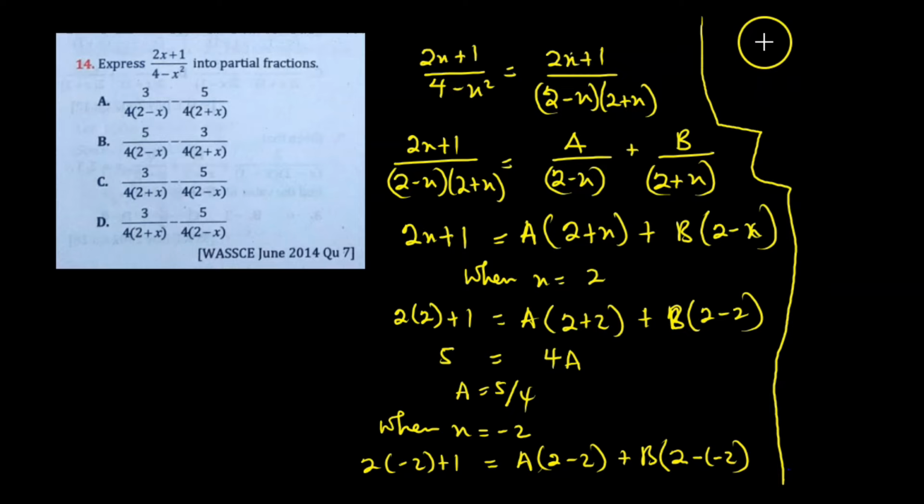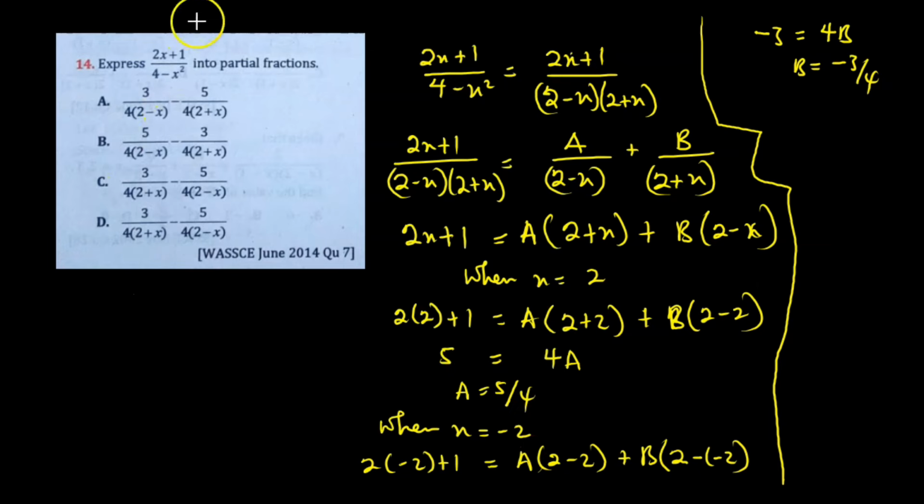So let me make room for that. I have 2 times negative 2, which gives me negative 4. Negative 4 plus 1 will give me negative 3, and that is equal to 4b. So dividing through by 4, b will be equal to negative 3 on 4. So A is 5 on 4, and then B is negative 3 on 4.